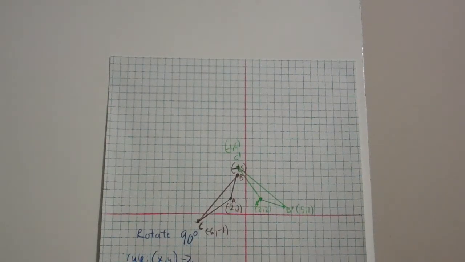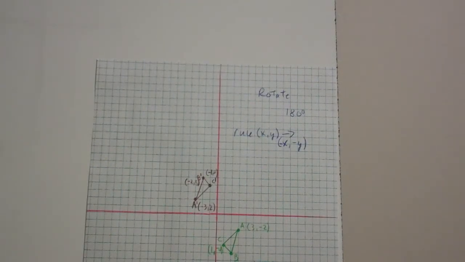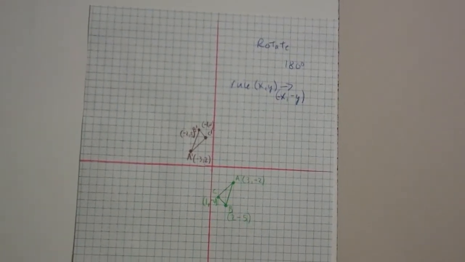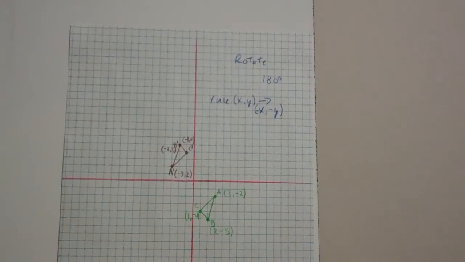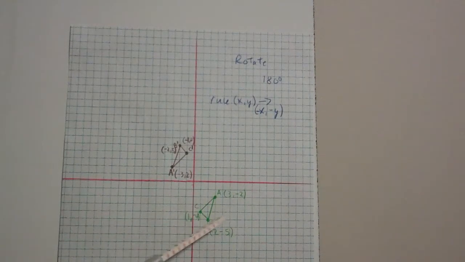For 180 degree rotations, make sure you guys can see all this. Here I'm starting off in the fourth quadrant. I have a coordinate value of 3, -2. B is 2, -5, and C is 1, -4.